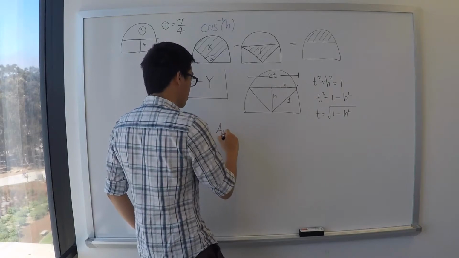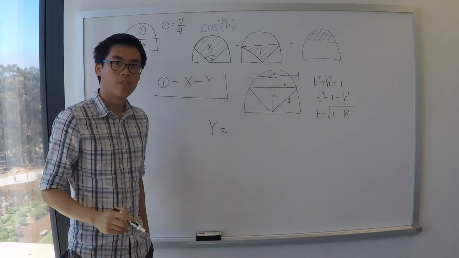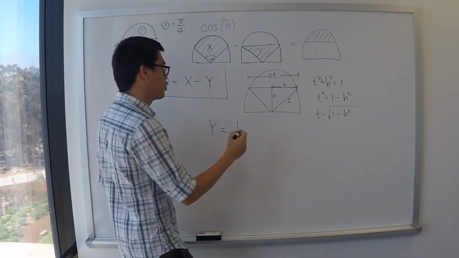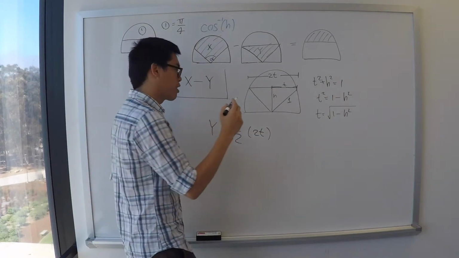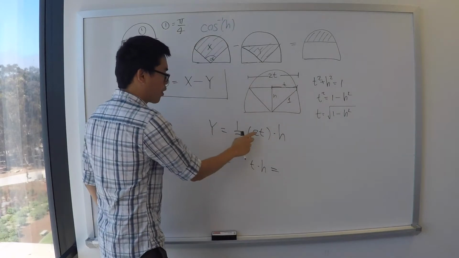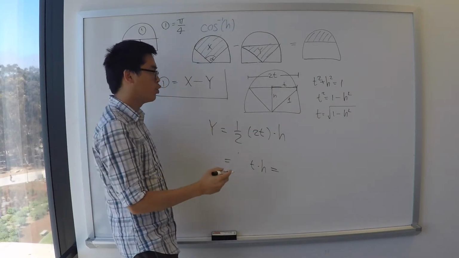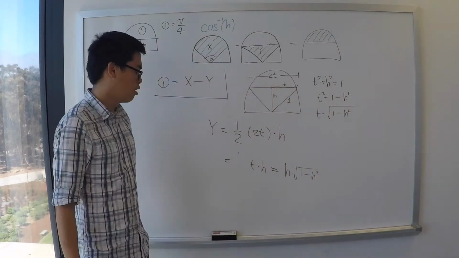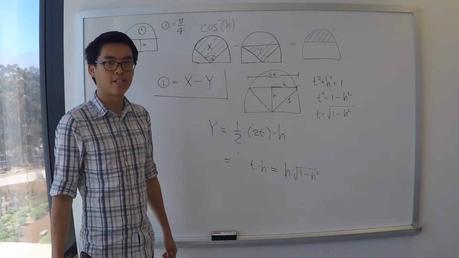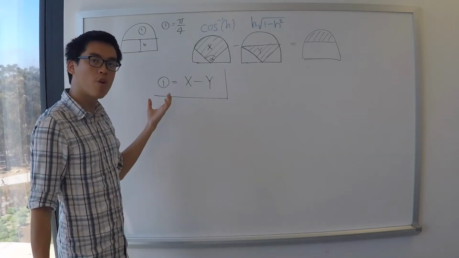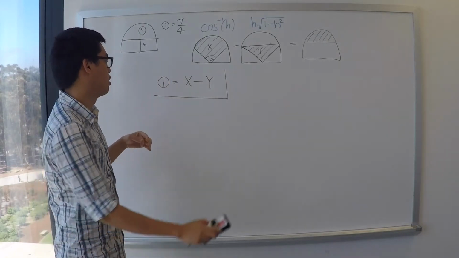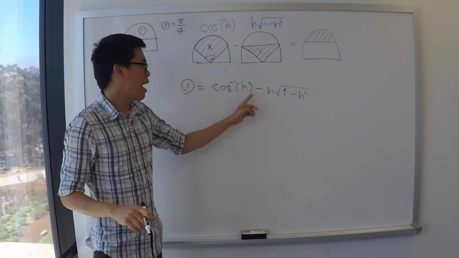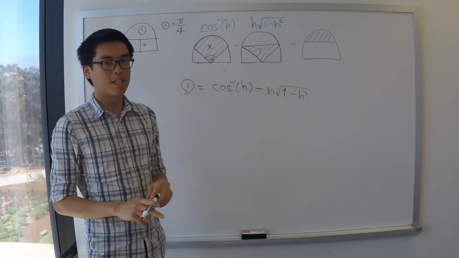So y, which is the area of the triangle, will just be 1/2 times base, which is 2t, times height, which is just h. So 2 and 2 cancel. t times h will just be h times root 1 minus h squared. So with this, we figure out the formula for the area, which will just be cosine inverse of h minus h times the square root of 1 minus h squared.